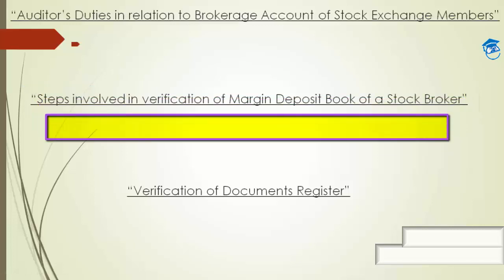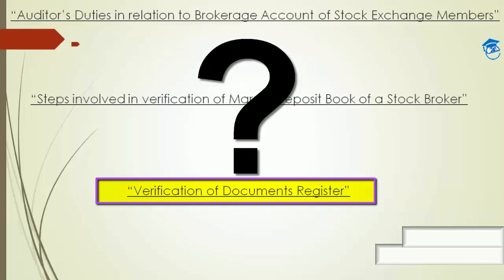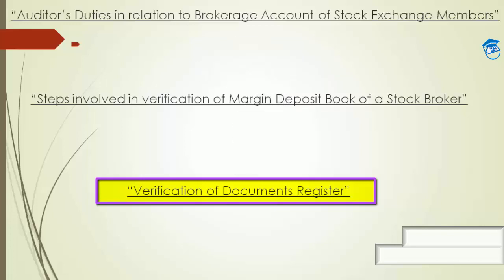Now coming to the last topic of this particular slide, that is verification of the documents register. So what do I mean by verification of the documents register? Documents register, guys, is basically a kind of record that lists every security which is available with the member at any given point of time. It is also known as inward or outward register, which contains the detail of securities including their distinctive numbers received from or delivered to the clients in a physical form. Now, what should be your duty in this particular case?